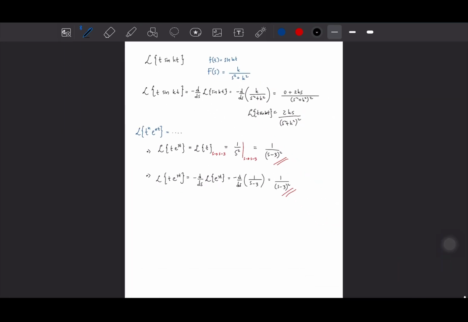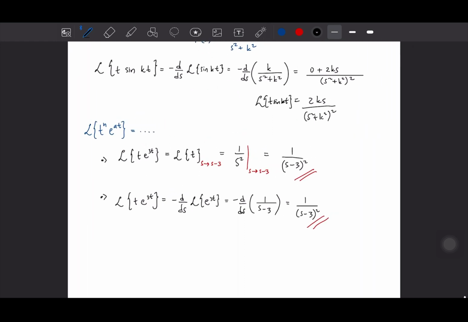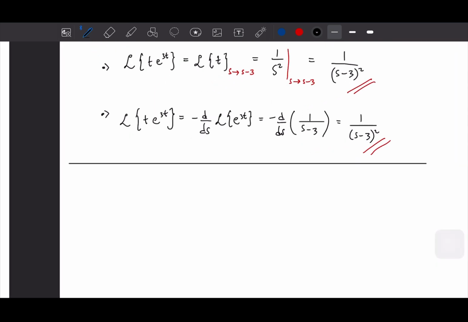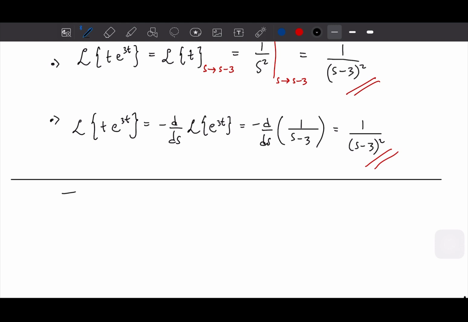This is derivative transform. We call it the derivative transform. There is another transformation, one more in this section, which we call the transform of integrals.